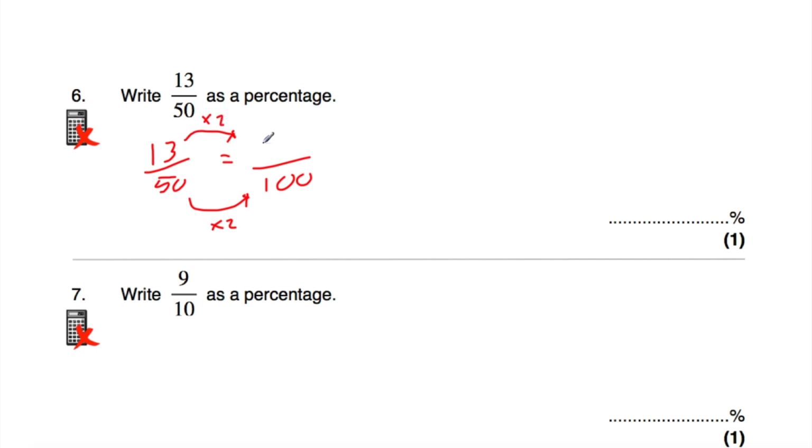And 13 times 2 is 26. So that's 26 out of 100, and then that would just be 26%. So we've just found an equivalent fraction with 100 on the denominator.